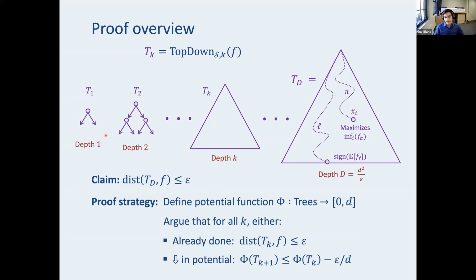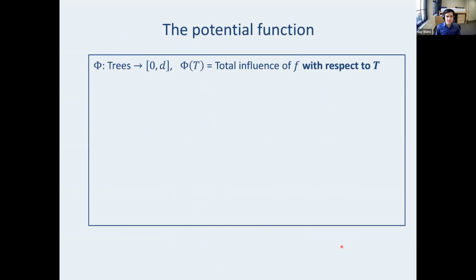So each tree will have some potential. And we're going to argue that at each depth, either we're already done, because this decision tree is close to F, and our goal is to output a decision tree that's close to F, or the potential goes down by a significant amount. And eventually it'll reach 0, in which case we'll also be done. I haven't told you what the potential is yet, but now I will.